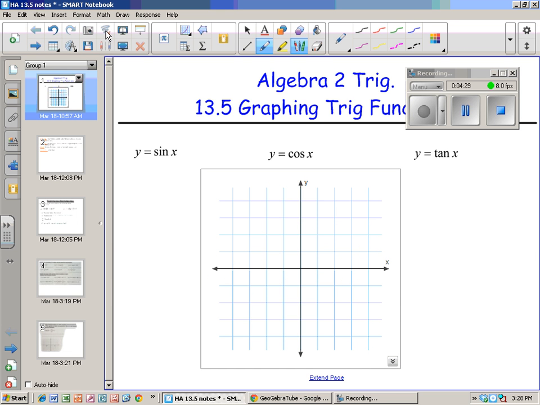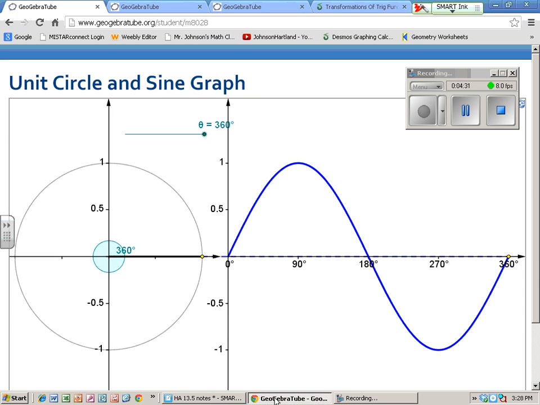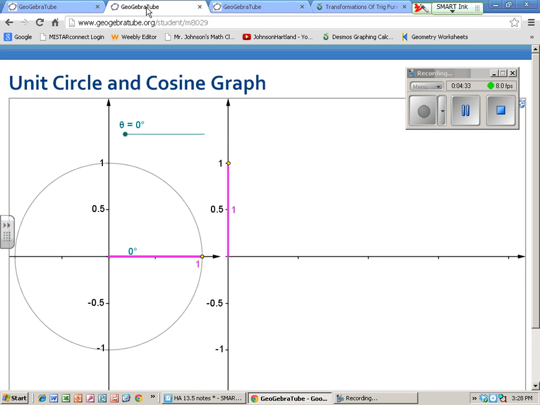Okay, let me go back to here, and let's talk about the cosine graph. Now, basic same setup here. On the unit circle, the cosine of an angle is your x-coordinate. Right now, our x-coordinate is at 1 when we're at 0 degrees. As we rotate to 90 degrees, our x-coordinate is going down to 0.